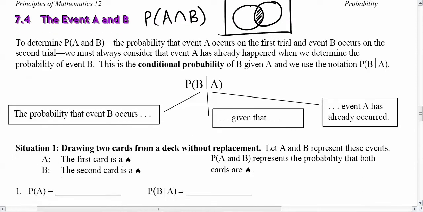Sometimes, if you're doing two trials, the first trial has an effect on the second trial. So sometimes what we're going to need to look at is a conditional probability. Sometimes the probability of one event happening is changed if you know some information about the first event. So this notation here, the probability of B given A, means the probability that event B occurs if you know that event A has already happened.